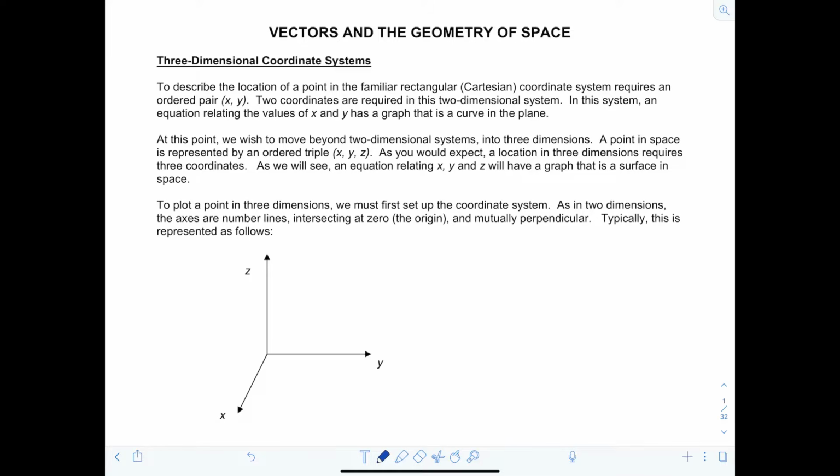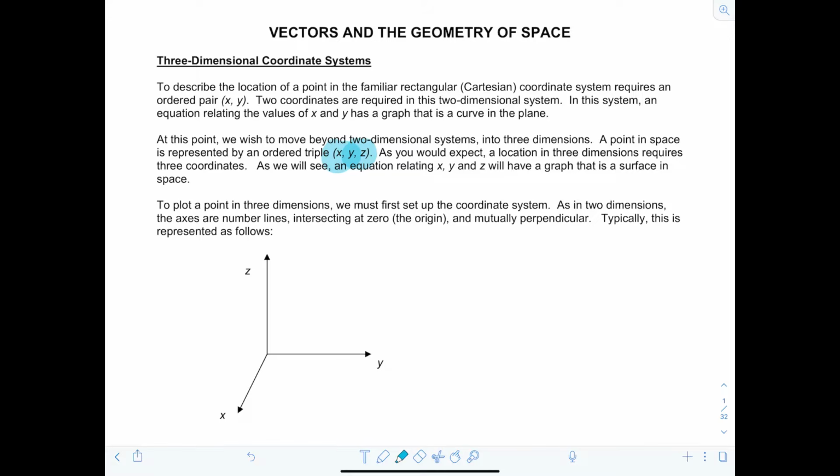Now, at this point in our calculus career, we want to move beyond two-dimensional systems and into three dimensions. So a point in 3-space is represented by an ordered triple, x, y, z. As you would expect, a location in 3 dimensions requires 3 coordinates in order to uniquely determine where it is. And as we will see, an equation relating x, y, and z will have a graph that is referred to as a surface in space.